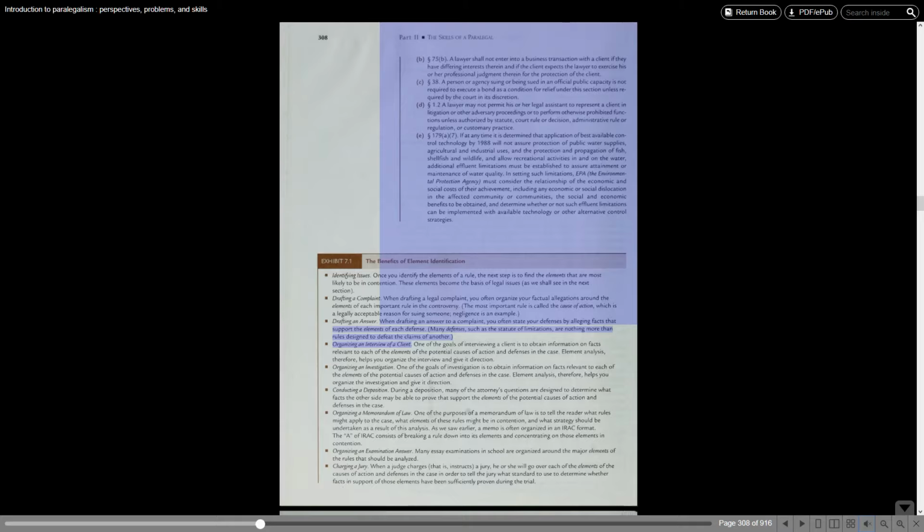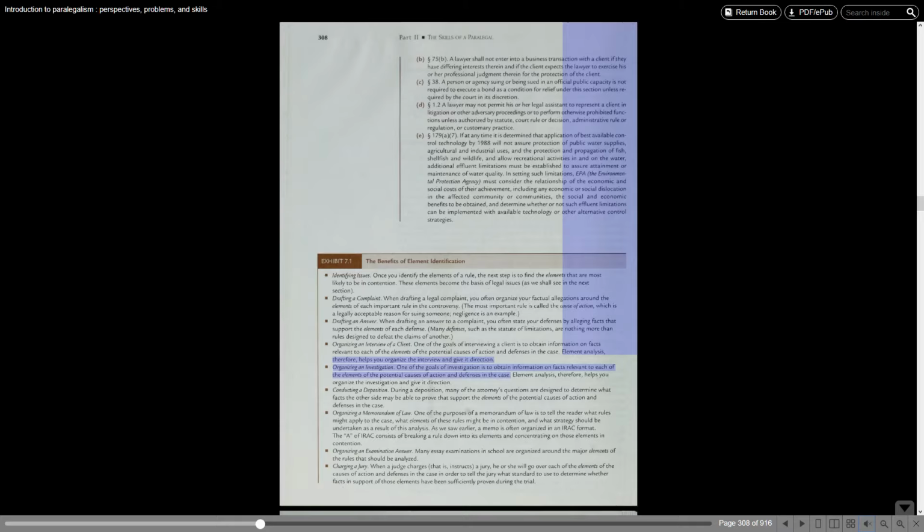Organizing an interview of a client. One of the goals of interviewing a client is to obtain information on facts relevant to each of the elements of the potential causes of action and defenses in the case. Element analysis therefore helps you organize the interview and give it direction. Organizing an investigation.